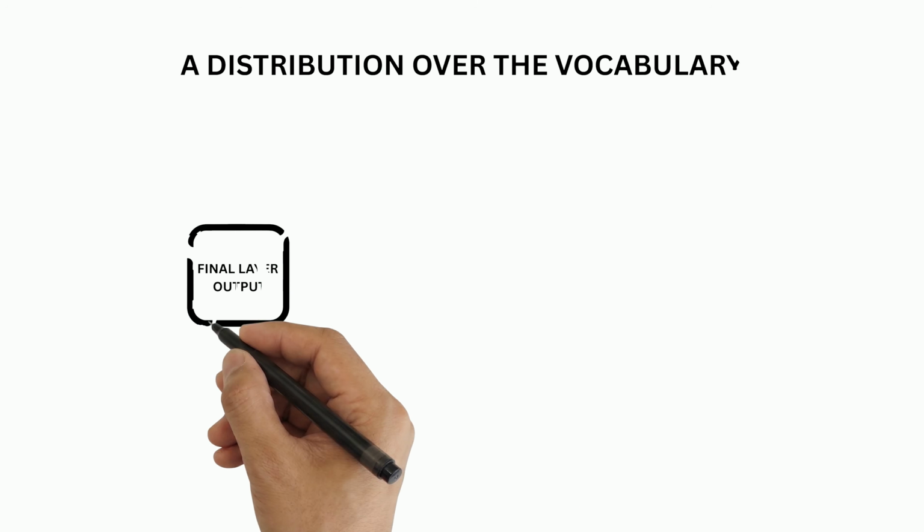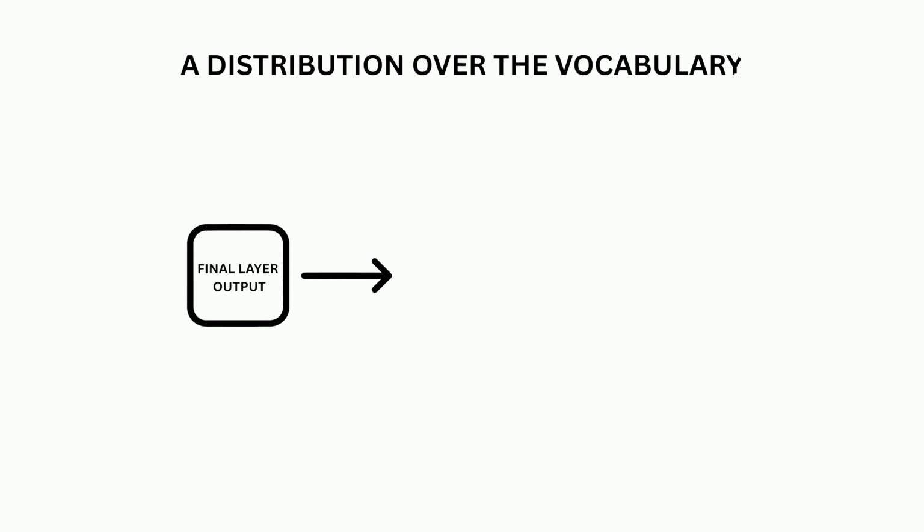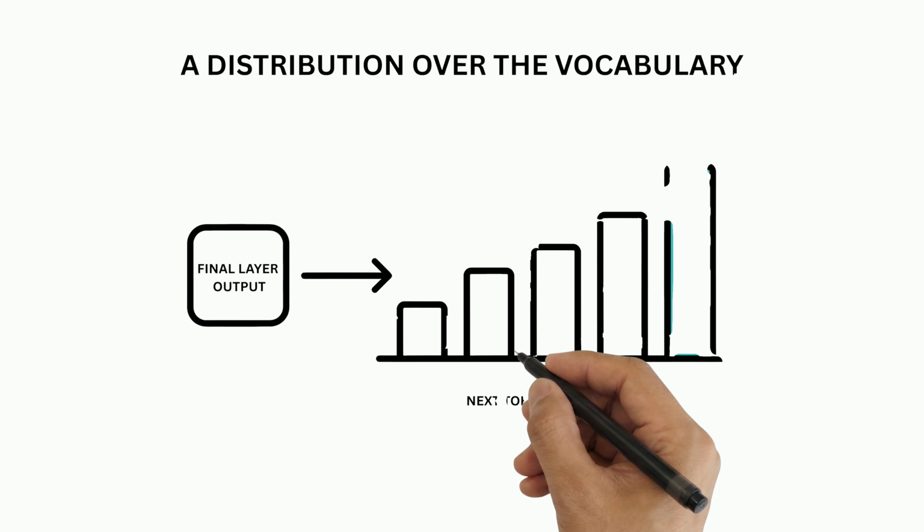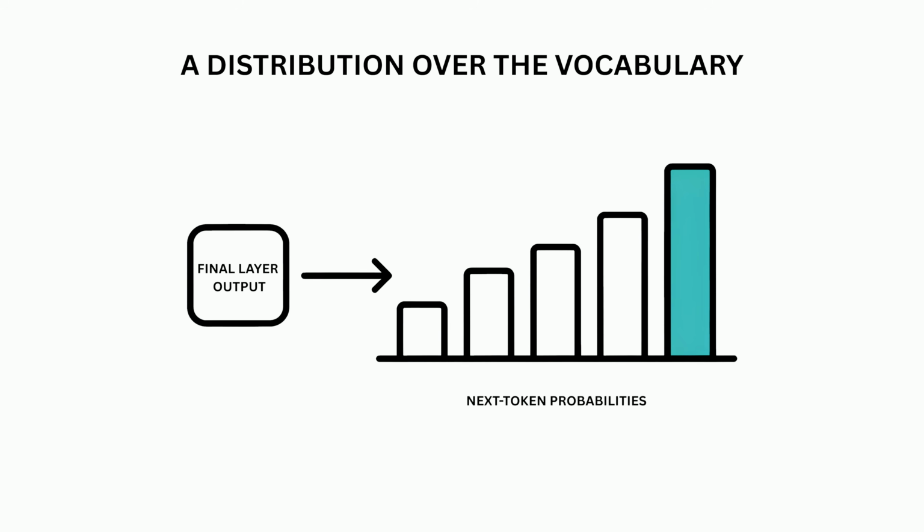The final layer takes the last token's vector and turns it into one score for every single token in GPT's entire vocabulary, tens of thousands of numbers. A softmax function converts those scores into probabilities that all add up to 100%. In plain terms, GPT isn't looking up an answer. It's computing how likely each possible next token is, given everything it's seen so far in the conversation.